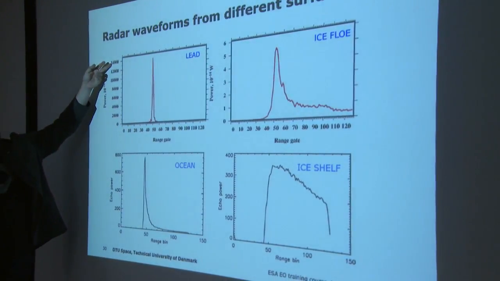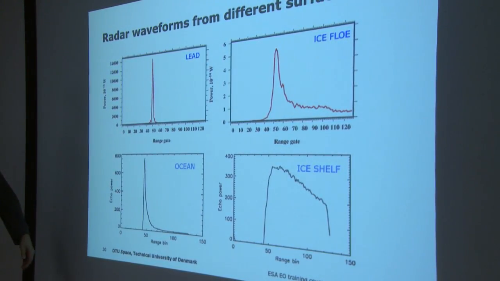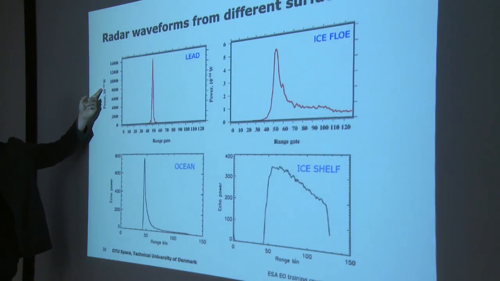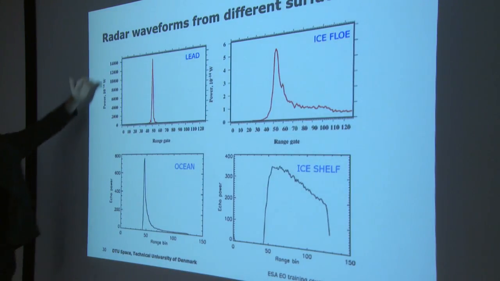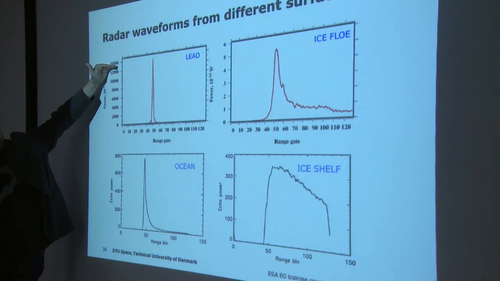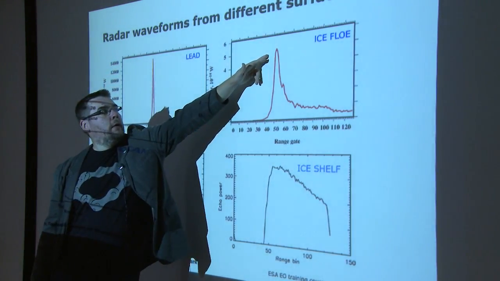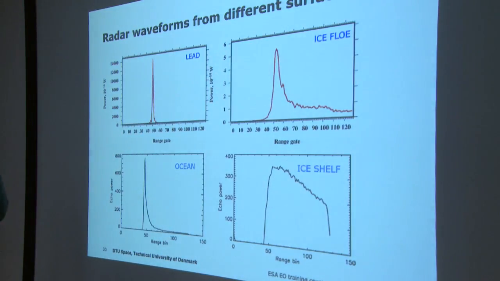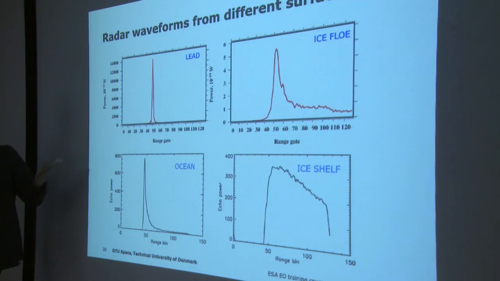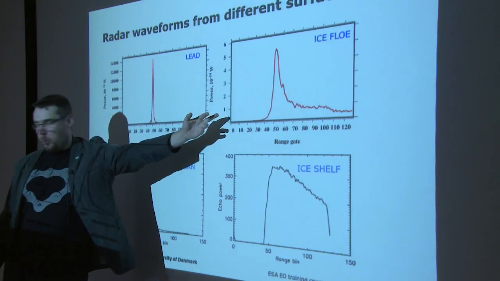If you can see the range here, this is in 10 to the power of minus 14 watts. But the lead here is 14,000, whereas the maximum power in a waveform from an ice floe is in the ballpark of 5. So there's a several magnitudes difference in there. So at least for idealized waveforms such as these, it's not a hard task to differentiate the two. What will be harder is to differentiate ocean waveforms from ice floe waveforms.